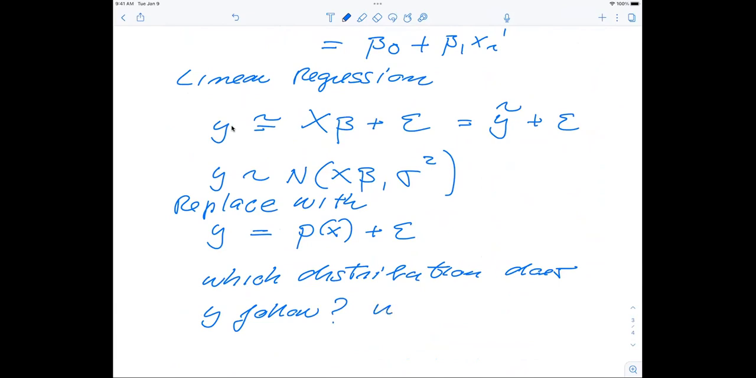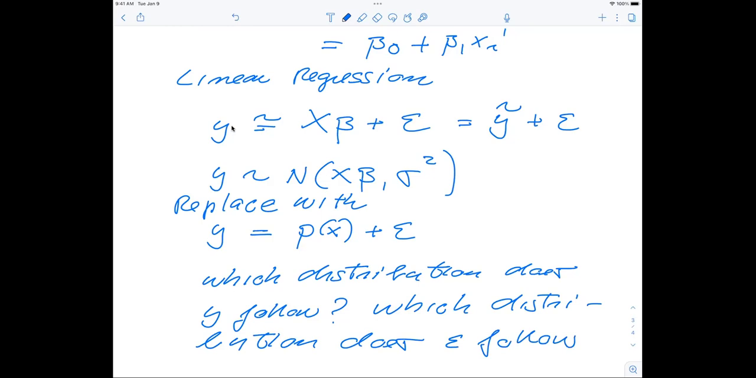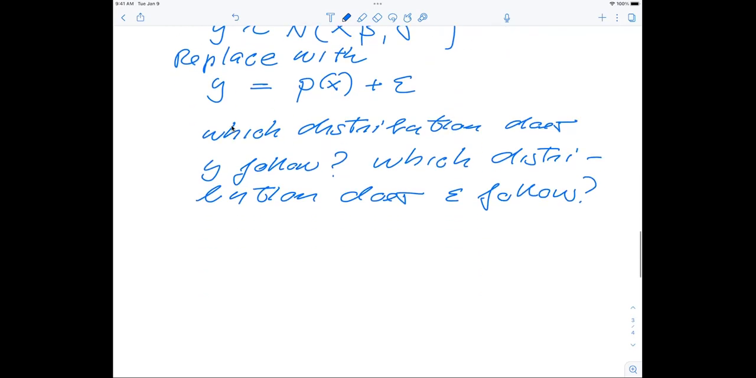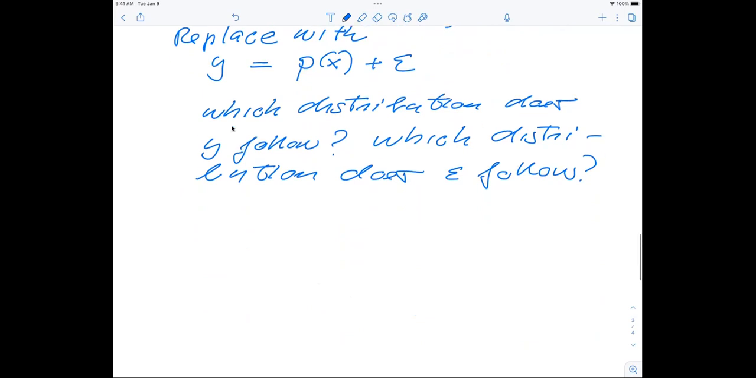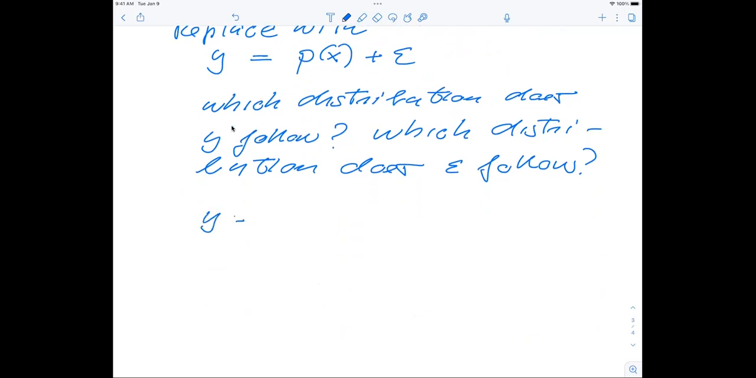And then we can also ask ourselves which distribution does epsilon follow? Now, what we're going to do now is actually to make a model. So what we said is that when y of i is equal to 1, then the probability, let's just make this a little bit simpler, p of x is equal to p. So I'm just trying to not carry with me too many variables, if that's okay.